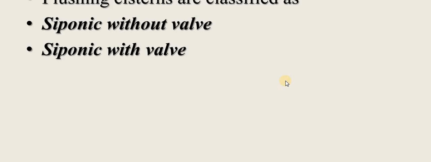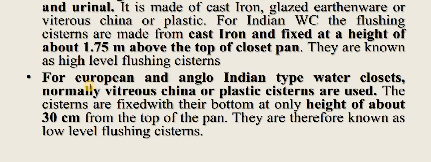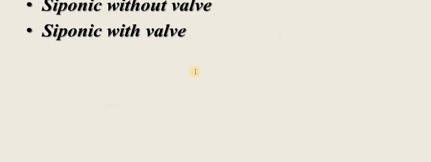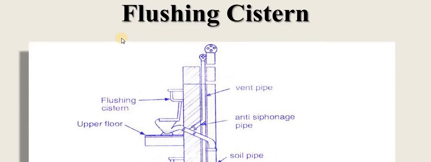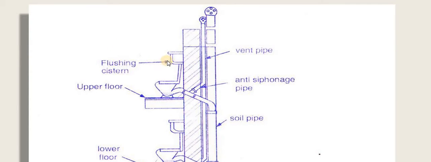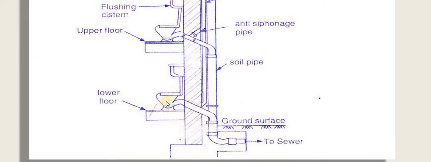So moving ahead point wise, for the European and Anglo-Indian type water closet, normally vitreous china or plastic systems are used, and the systems are fixed with their bottom only at a height of about 30 cm from the top of the front, and therefore they are known as the low level flushing systems. So first of all, siphonic without valve and siphonic with valve. Now this is the actual flushing system provided with the WC, and this is the flushing system again provided with the WC, say the European type of WC.